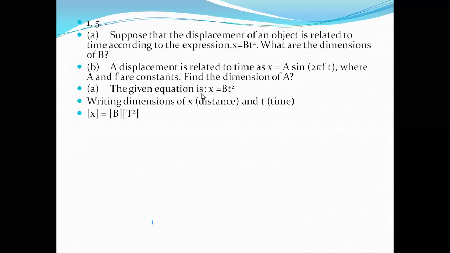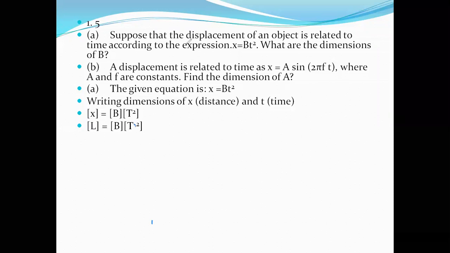The given equation is x is equal to pt square. Write the dimension of x, which is distance, and time. This is distance and this is time. So x is equal to pt square. As x is the distance, we are representing it by L, and time is basically represented as capital T in brackets, and it is t raised to the power plus 2.